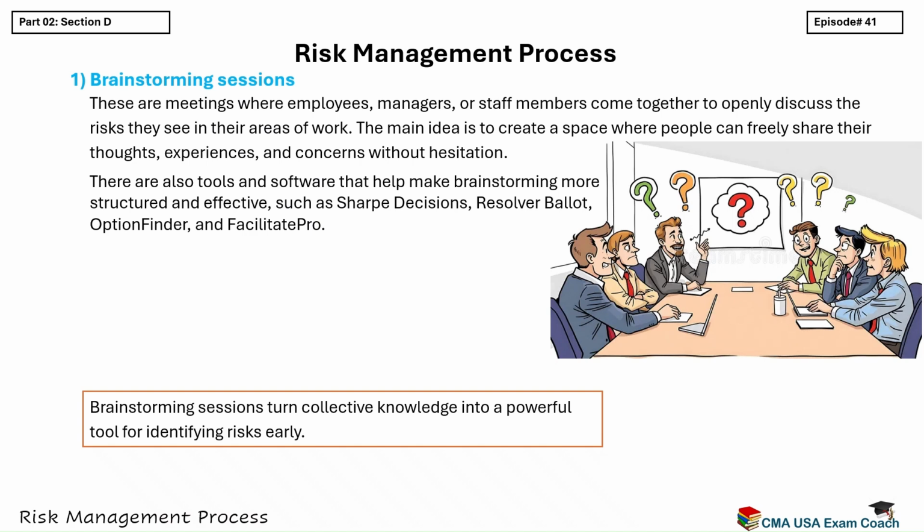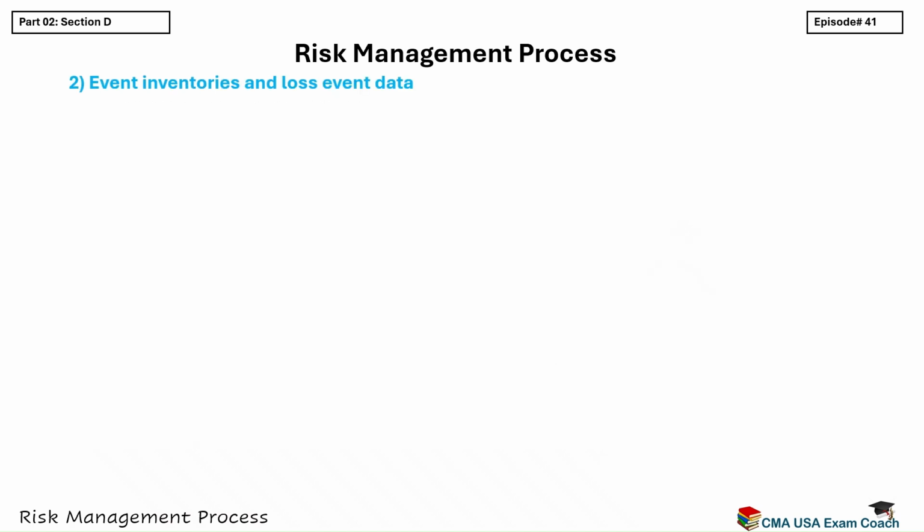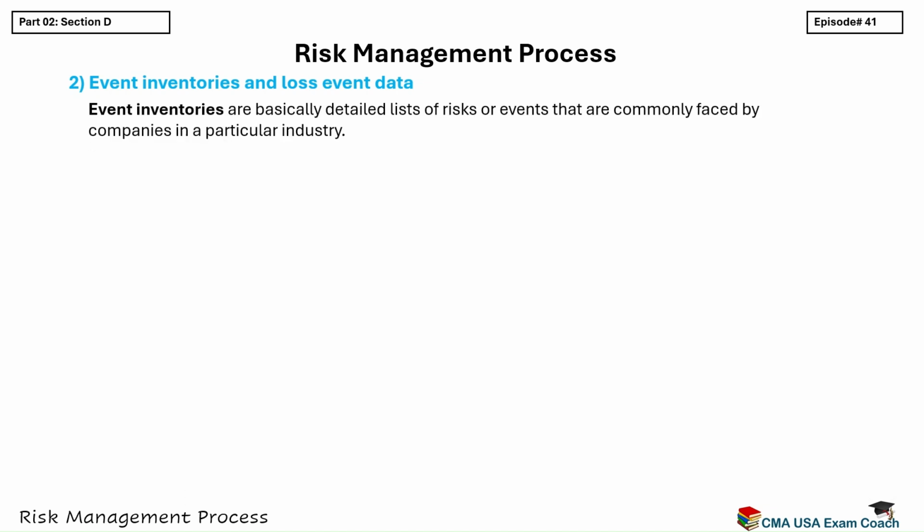The second technique is event inventories and loss event data. Event inventories are basically detailed lists of risks or events that are commonly faced by companies in a particular industry. For example, a bank's event inventory might include risks like loan defaults, cybersecurity attacks, or compliance violations. A manufacturing company's event inventory could include equipment failures, supply chain disruptions, or worker safety incidents.